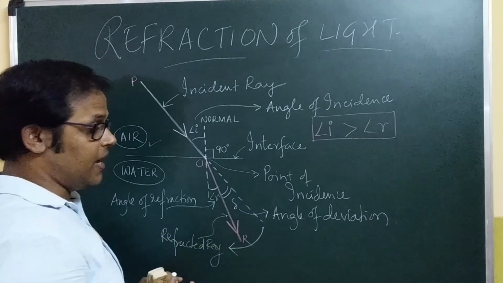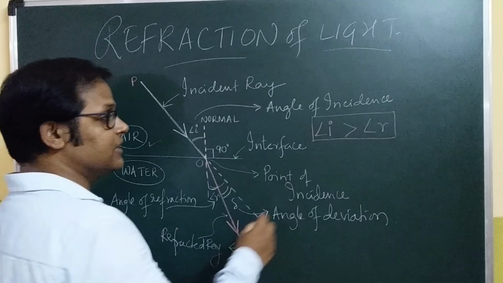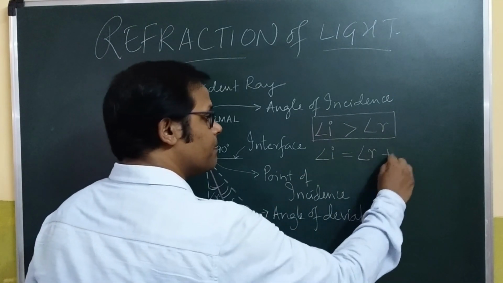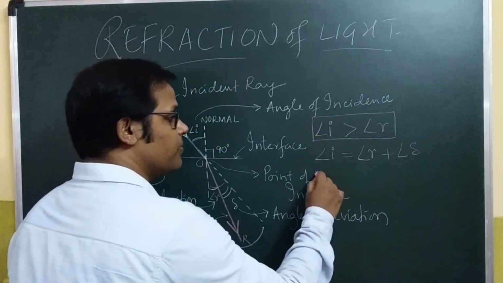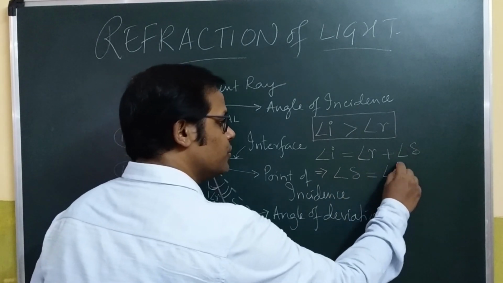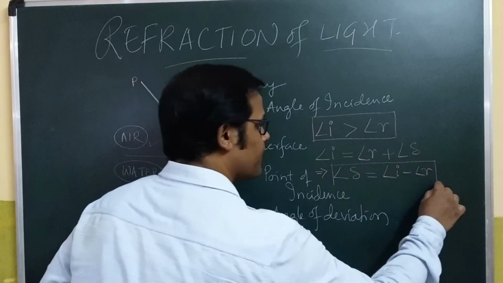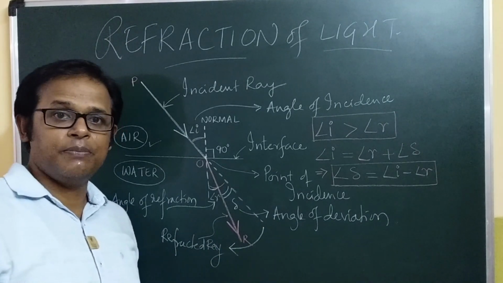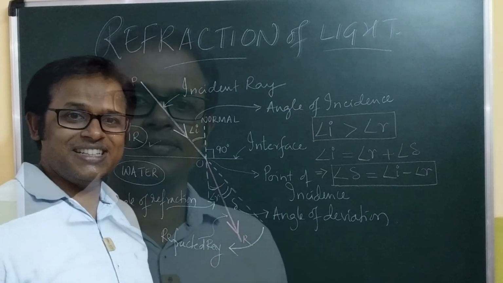But at the same time, I can also see that from geometry of vertically opposite angles, angle I is equal to angle R plus angle delta. That is the angle of deviation. So from this, we can also find out angle of deviation should be equal to angle I minus angle R. That's it. This is one case by which a light ray can get refracted. Please note it down.